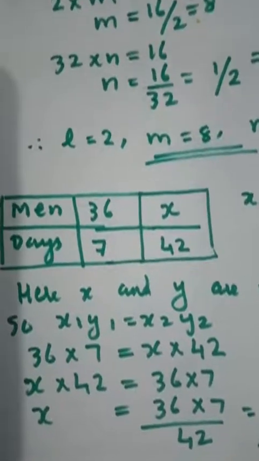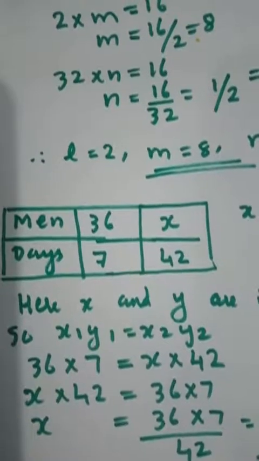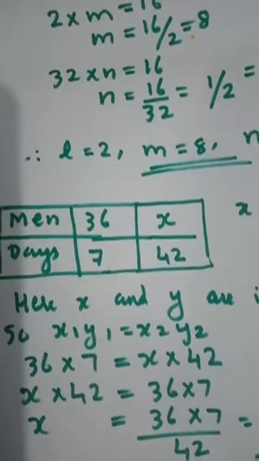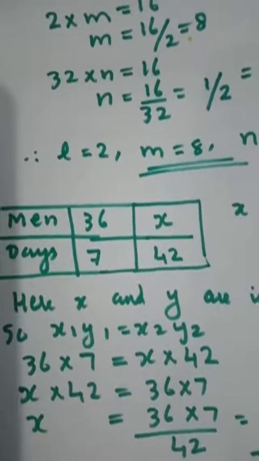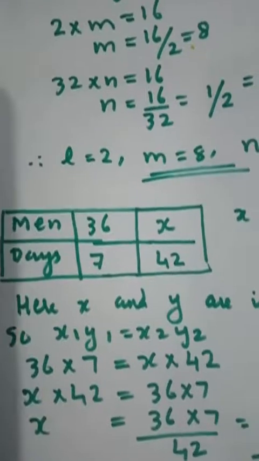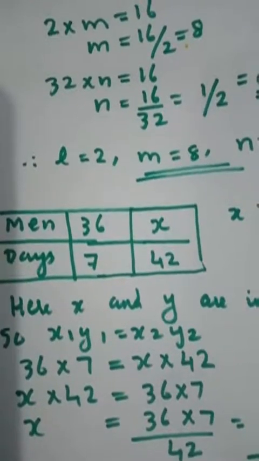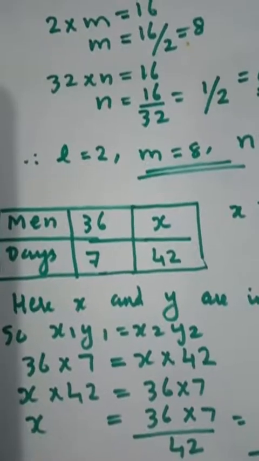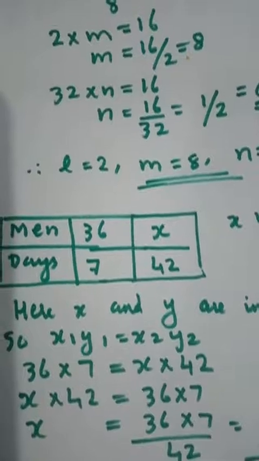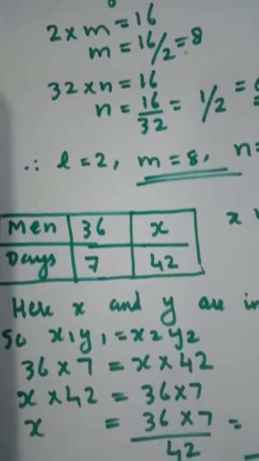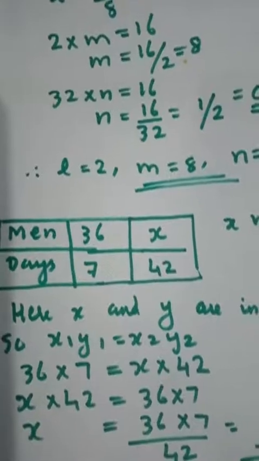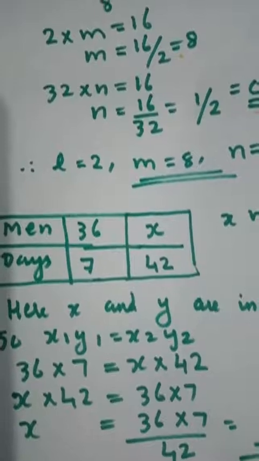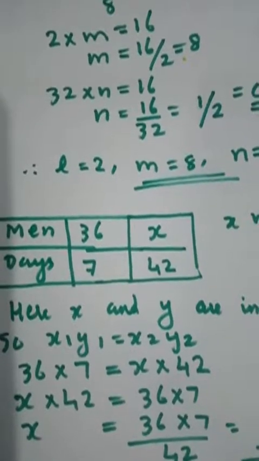Once again, if there are 10 workers to build a house, suppose they will take 1 month. And if there are 20 workers, double, the house will be constructed within half a month, that is 15 days. That means as the number of workers increases, the days of work will reduce.